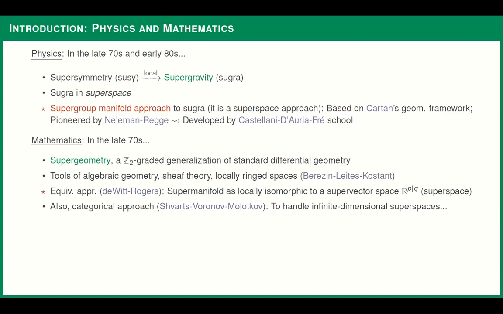And so we have tools from algebraic geometry, sheaf theory, locally ringed spaces, and on the other hand, equivalent approaches which are more similar to the supergroup manifold approach, based on supermanifolds locally isomorphic to supervector spaces, that is what we would call superspace. And then we also have categorical, more abstract approaches, especially useful to deal with infinite dimensional superspaces.